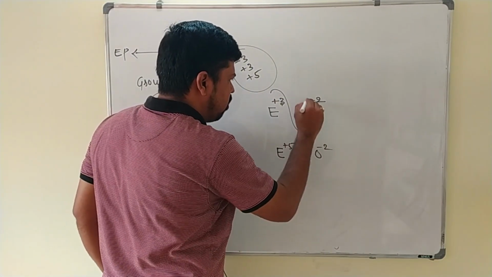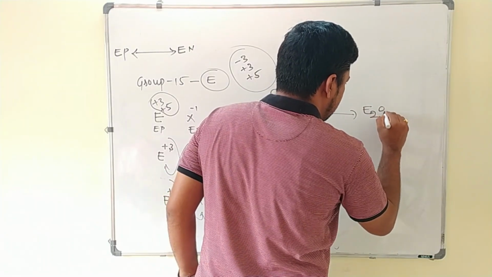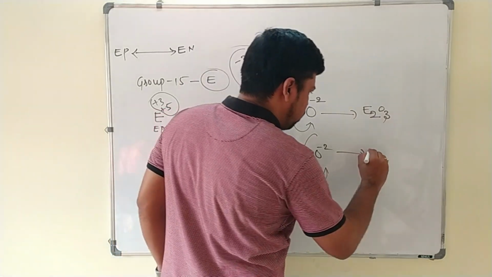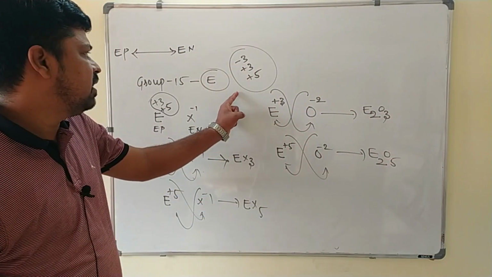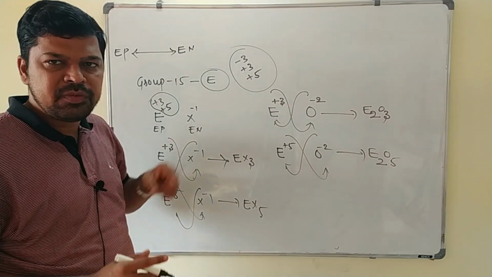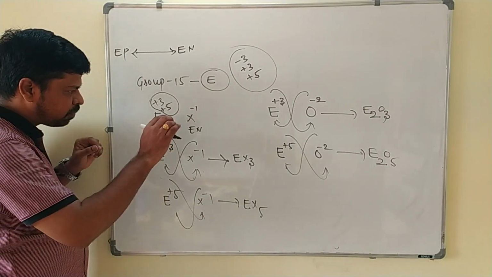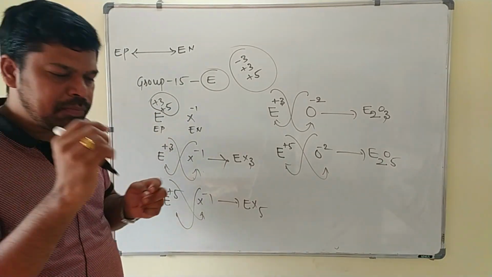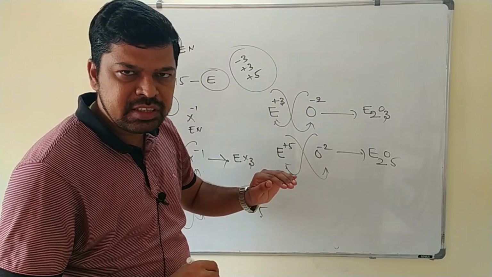So it will form two types of oxides here, that is E2O3, or it may be E2O5. So with the oxygen, group 15 elements will show +3 and +5 oxidation state most commonly. Okay. Next, with the halogen also, they will show +3 and +5.